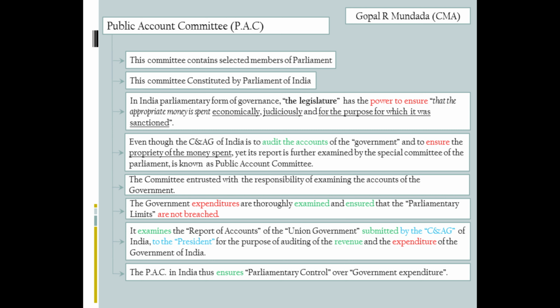So guys, the basic work of the PAC is to examine and ensure that the parliamentary limit of any expenditure will not be breached. So guys, next is it examines the report of the accounts of the union government submitted by the C&AG of India to the President for the purpose of auditing the revenue and expenditure of the government of India. Next is the PAC in India ensures parliamentary control over government expenditure.